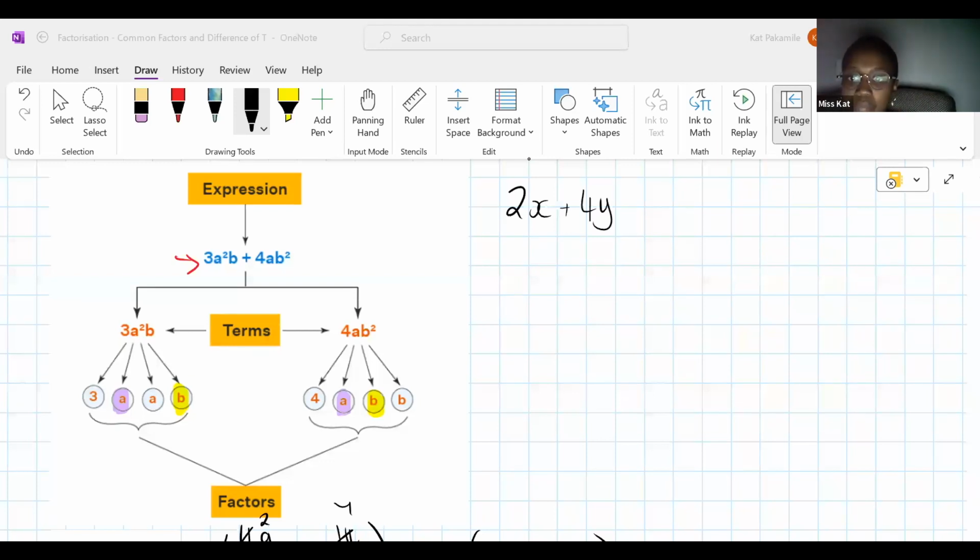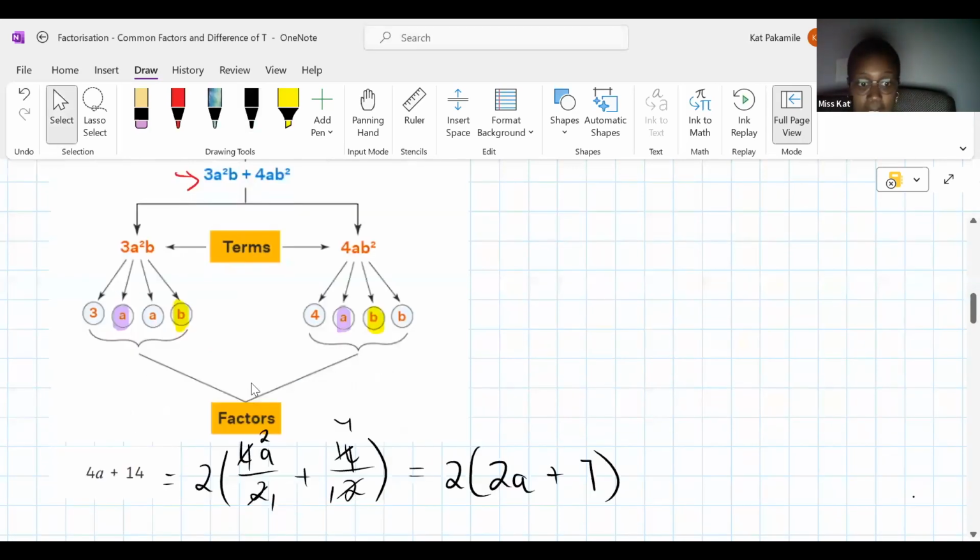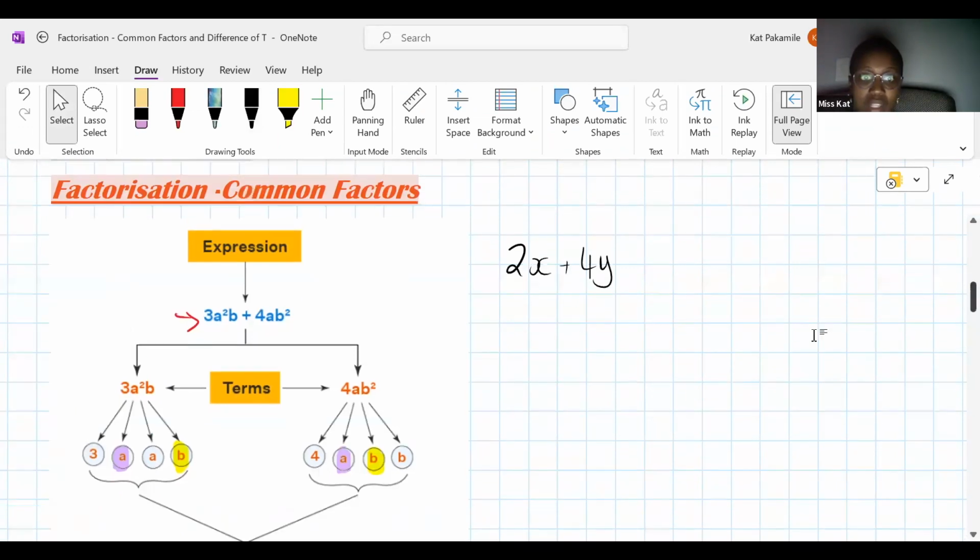Ma'am, can you repeat the first one? Where did I lose you, Siba? You need to ask specific questions. Do you understand the part where we were finding a common factor? No. Okay, Siba, you need to know what factors are. Did you see the factors that we had just now on the board?